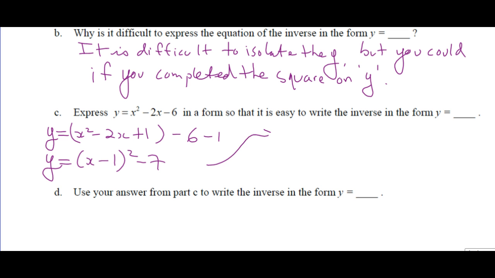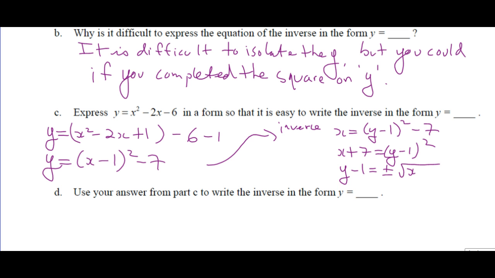To do the inverse, we're going to write x is equal to y minus 1 squared minus 7, or x plus 7 is equal to y minus 1 squared, or y minus 1 is equal to plus or minus the root of x plus 7, and y equals plus or minus the root of x plus 7 plus 1. And that's y equals form for that. Oh, and then the answer to D is already done. That goes down there. Okay, I jumped ahead.